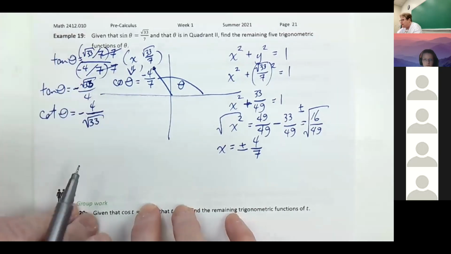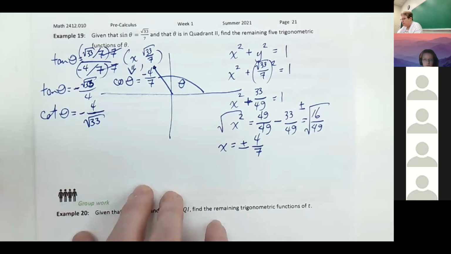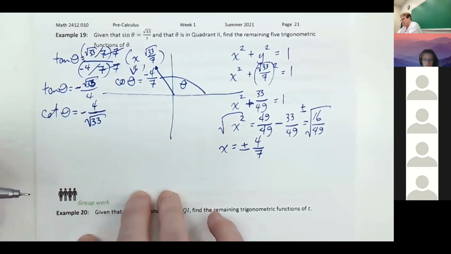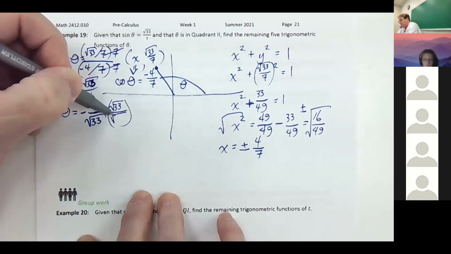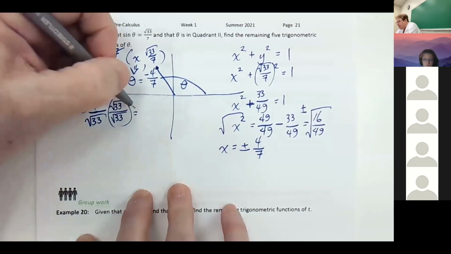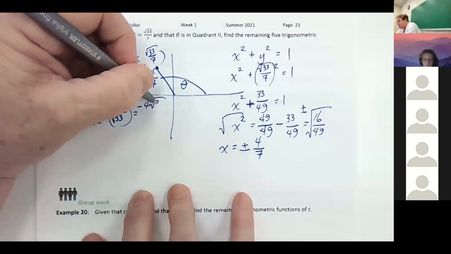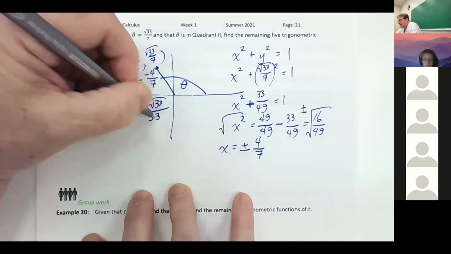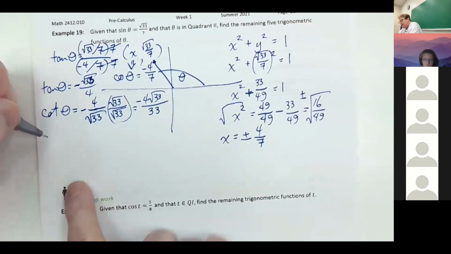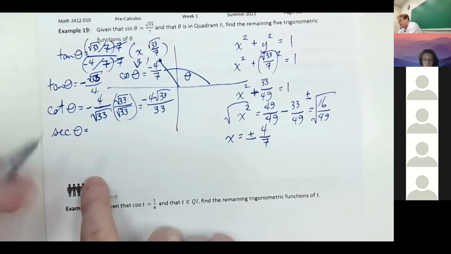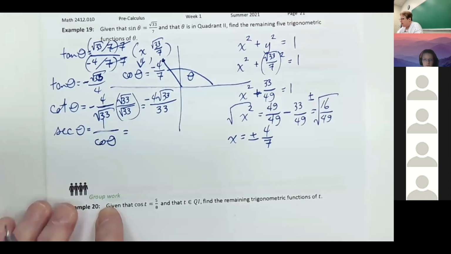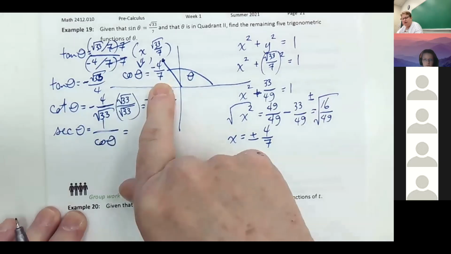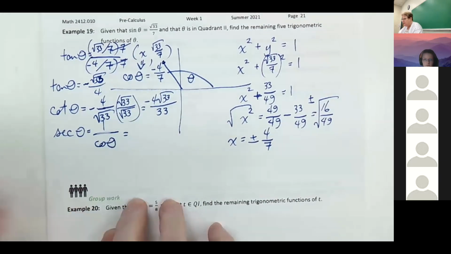And because connected math is going to be part of our lives for a while, what do we have to do? And we get negative 4 times the square root of 33 divided by 33. The secant is the reciprocal of cosine. The cosine was negative 4 over 7. So what is the secant?